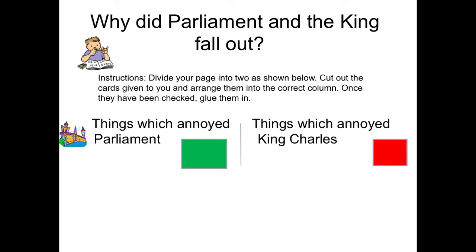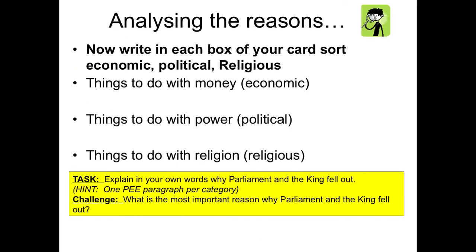Once you've done that, you're going to go on to the next task, which is basically in each box you're going to write whether the argument or the point was to do with economic, which is to do with money. So if Charles wants money, for example, Parliament won't give him money, that'll be economic. Things to do with power is political. So you'll write down or type out political underneath that one that applies to it. So, for example, if Charles believes he should rule a country all on his own, that's to do with him wanting more power. So you'd write down political.